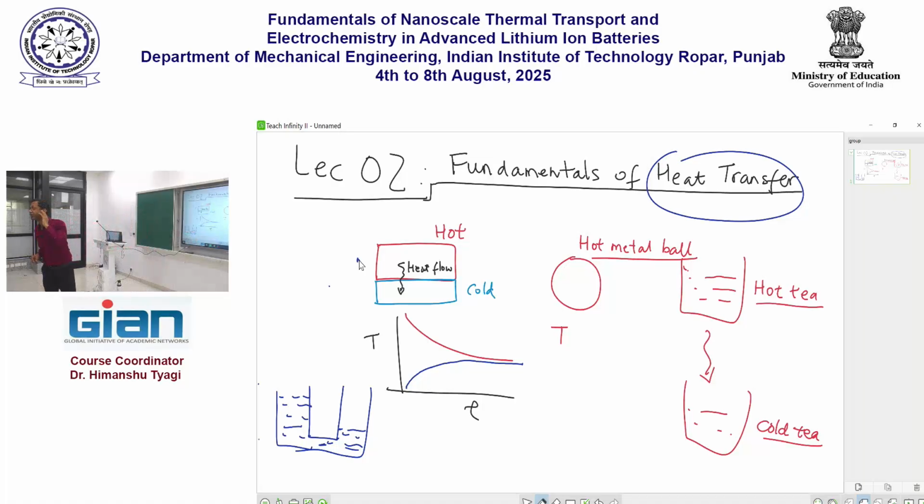Any effect on the mass? Yes. In this case, there is a transfer of mass, right? But here, there is no effect on the mass. As heat flows from the hot body to the cold body, it does not carry mass with it. The weight of the hot body and the weight of the cold body will remain the same.